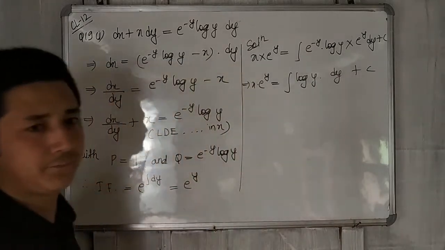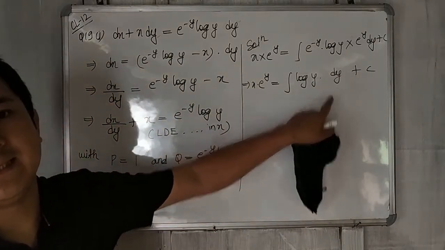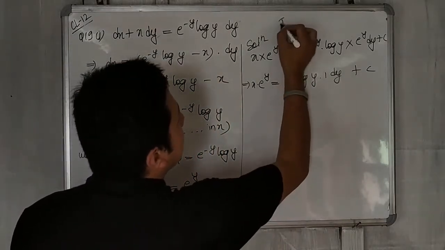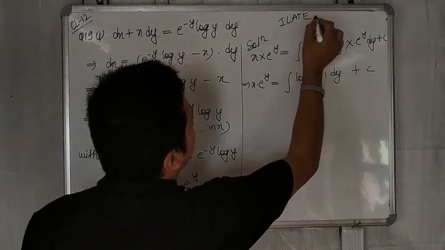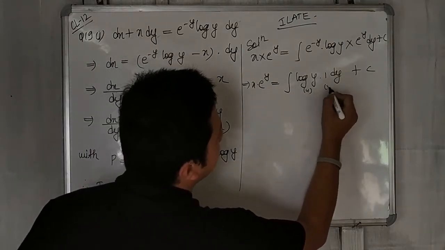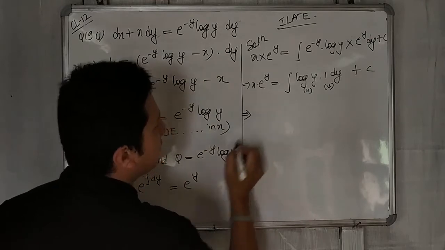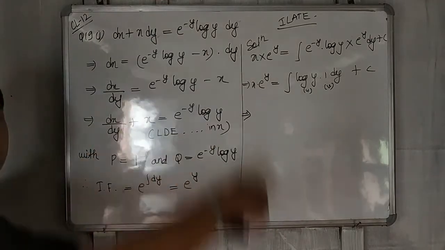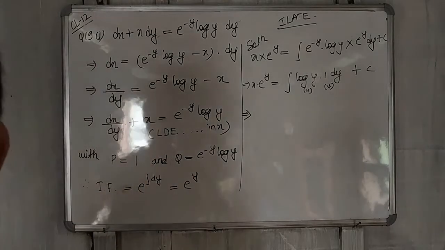What will I do out here? Please use ILATE. So algebraic function and logarithmic function. So this is my u and this is my v. Let us use our u into v rule. I think I need more space, so I can clear this. Please pause the video and note it down till here.